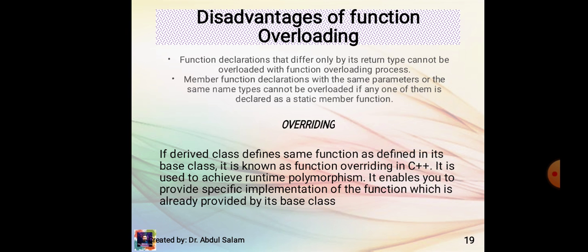Overriding. If a derived class defines the same function as defined in the base class, it is known as function overriding in C++. It is used to achieve runtime polymorphism. It enables you to provide a specific implementation of the function which is already provided by its base class.